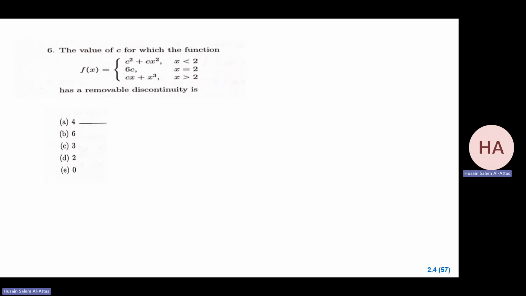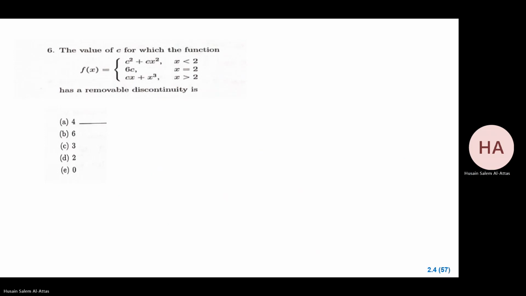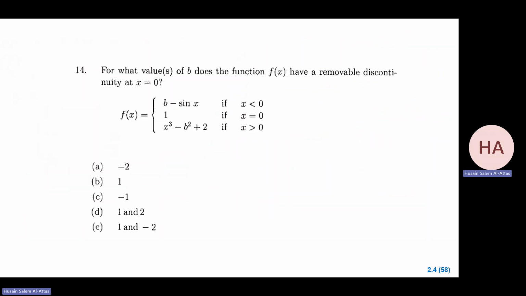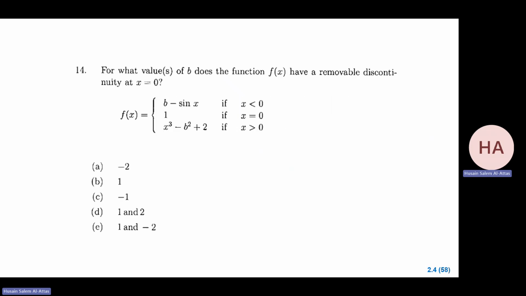I think this is the same problem. So this is no need, this is the same problem, 6 and 6. Okay. Now let me do the last one. For what values of b does the function have a removable discontinuity at x equal to 0?